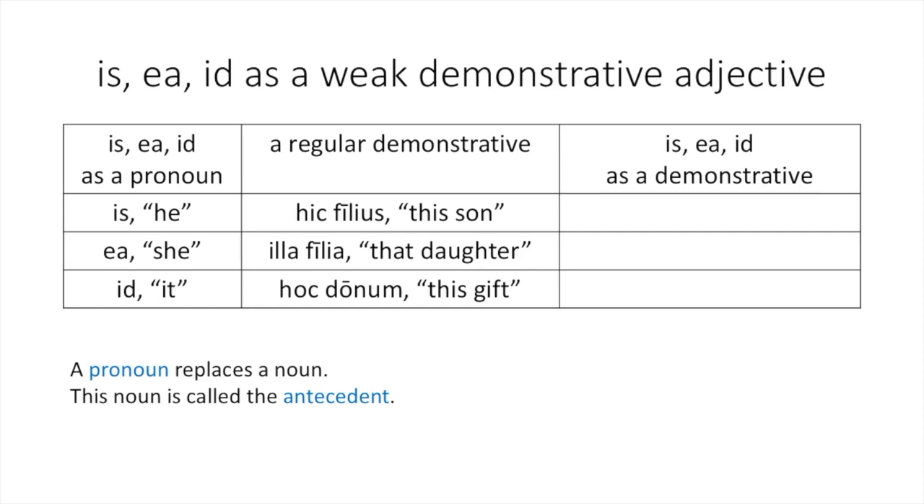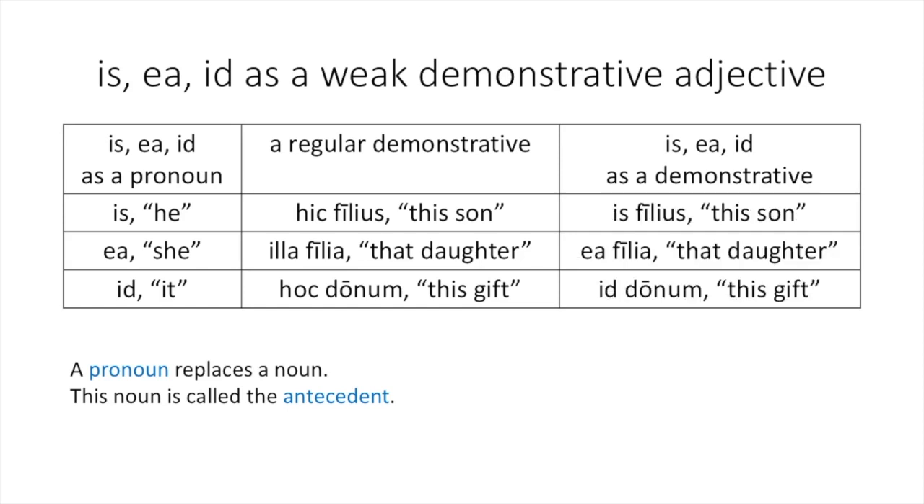However, you could also use is, ea, id as the demonstrative adjective. And in this case, is and ea and id can mean this, or it could mean that. So is filius means this son or that son. Ea filia could mean that daughter or this daughter. Id donum could mean this gift or that gift. It's a weaker version of the demonstrative adjective, so that's why it could mean either this or that. And you have to choose the meaning based on the context of your sentence.